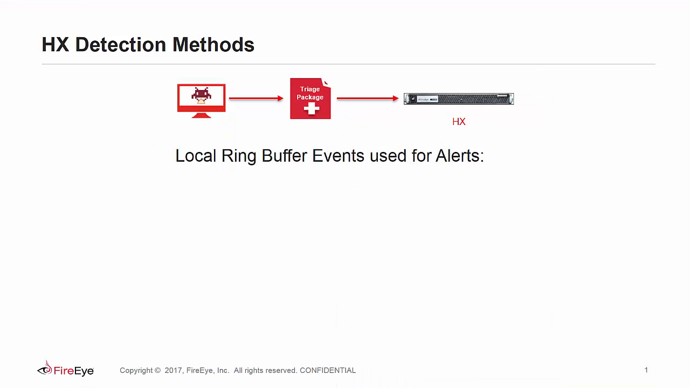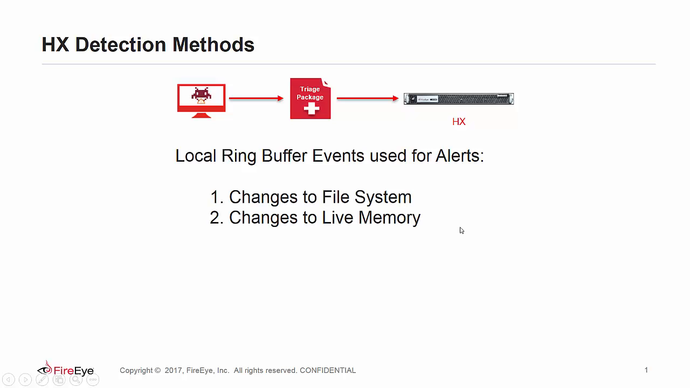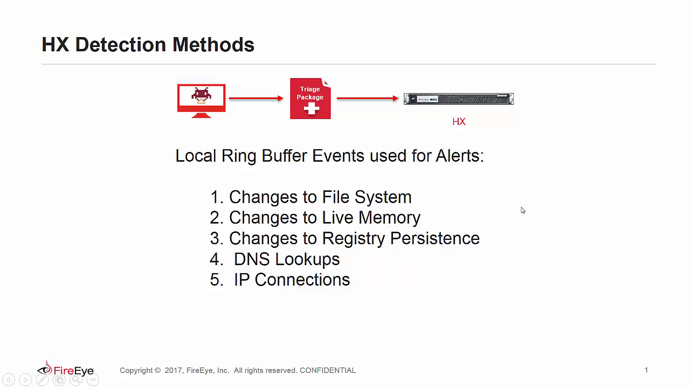The agent keeps a local ring buffer of events on each endpoint. The ring buffer logs 7 categories of events: changes to the file system, changes to live memory, changes to persistent mechanisms in the registry, as well as DNS lookups, IP address connections, URL events from browsers or other processes, and application behavior. Whenever events in the ring buffer match the agent's indicator of compromise library, or when a monitored application's various behaviors add up past a certain threshold, the agent will issue an alert and automatically deliver a focused timeline of events before and after the compromise.